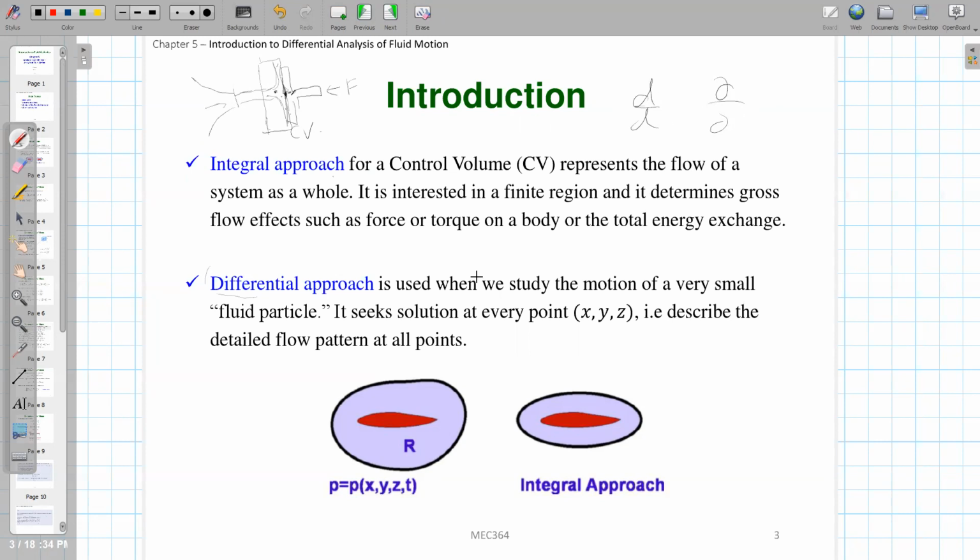And if we can develop those equations in the differential approach, it means we can study the fluid motion at every local point, or in other words, we can study the behavior of a very small fluid particle. We can find the motion of a very small fluid particle.